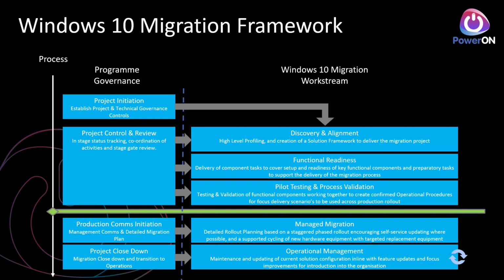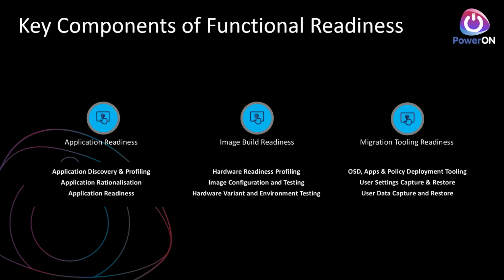Now, when we start thinking about more specifics, when we consider functional readiness, we talked a little bit about some of the discovery and the information that you can capture in our previous session. But what are those key components? So, if we think primarily transition rather than transform, then we're fundamentally looking at 3 major pillars, if you will.